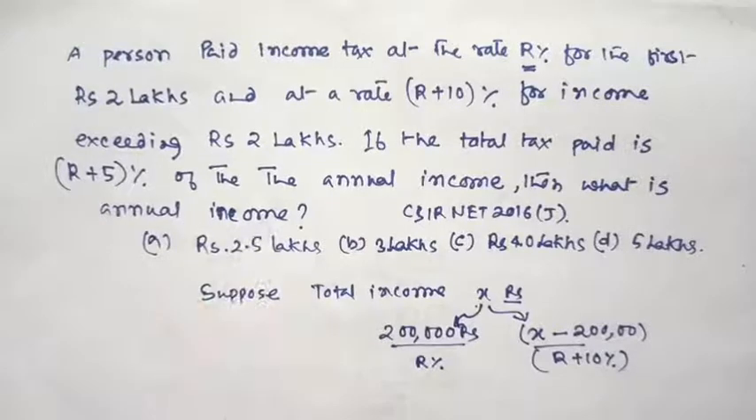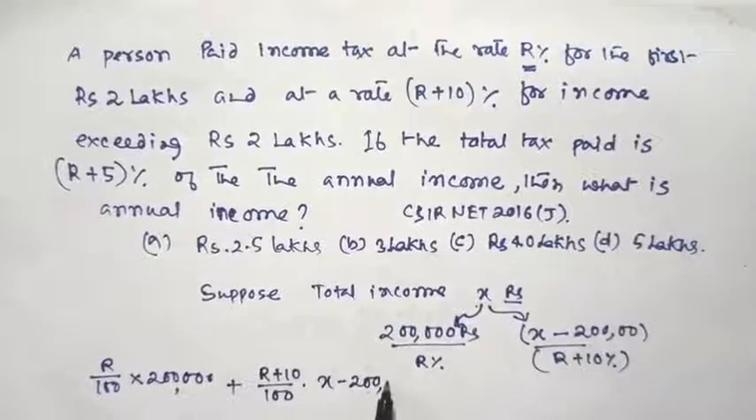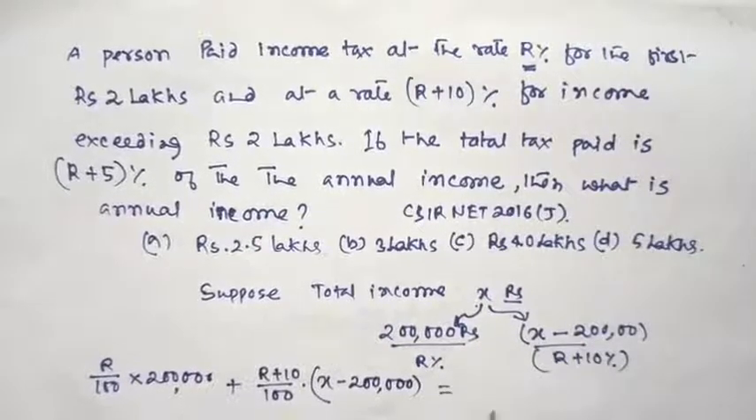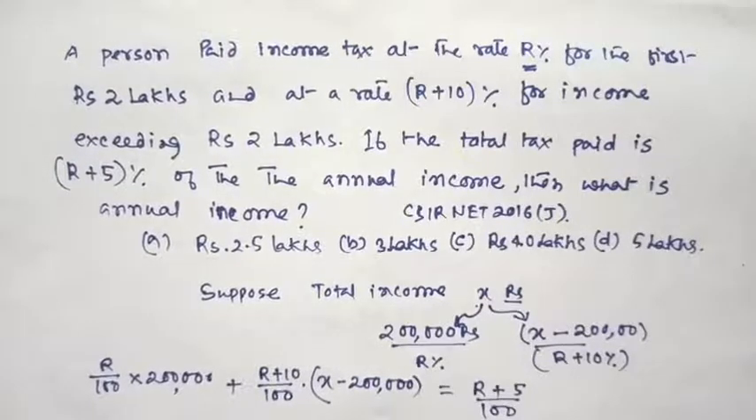So from this we can write R%, that is R divided by 100 into 2 lakhs, plus R plus 10 into X minus 2 lakhs is equal to, this is the total income tax. This would be how much? R plus 5% of X.